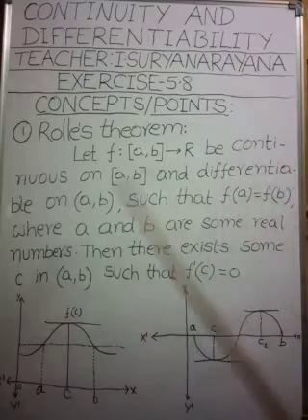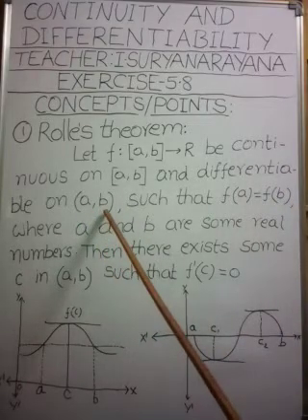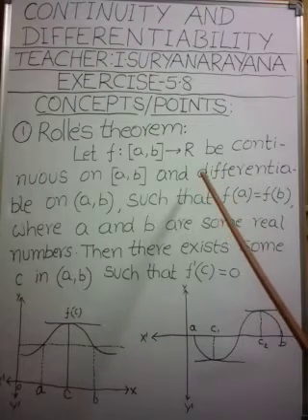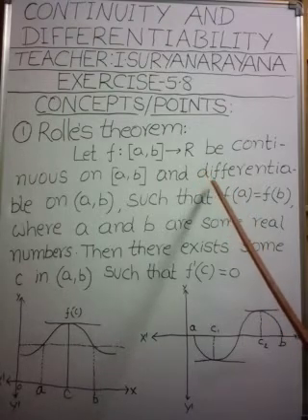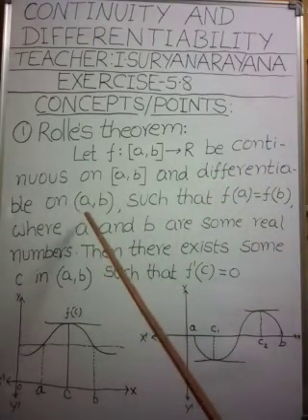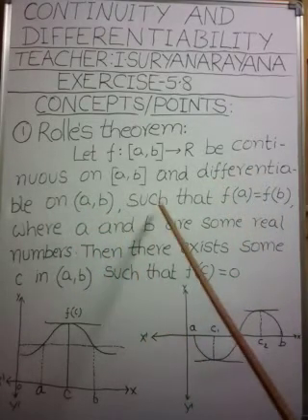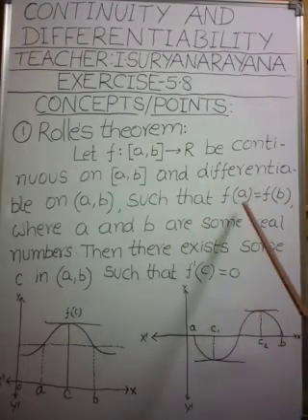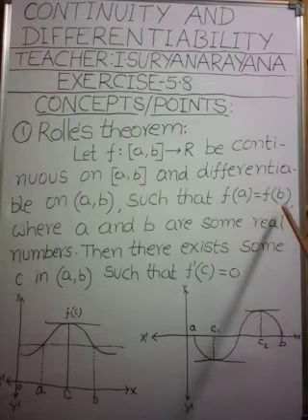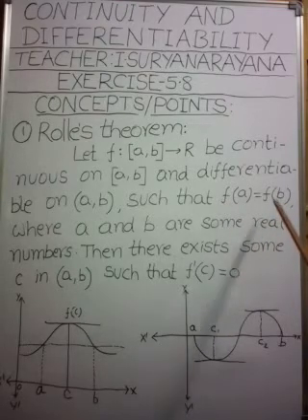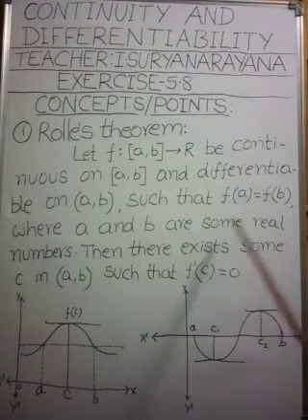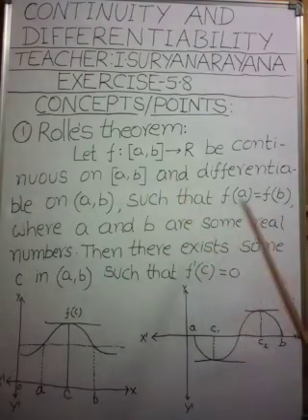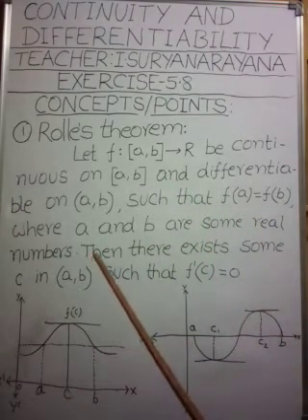And differentiable on the open interval (a, b). This is the second condition my dear children. In Rolle's theorem, the function f should be differentiable on the open interval (a, b) such that f(a) is equal to f(b). Remember this point my dear children. This is the third condition, where a and b are some real numbers. Understood this point my dear children?